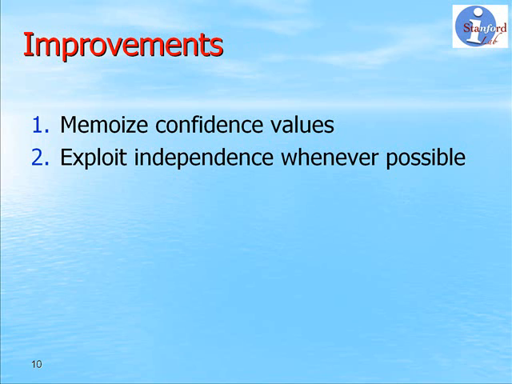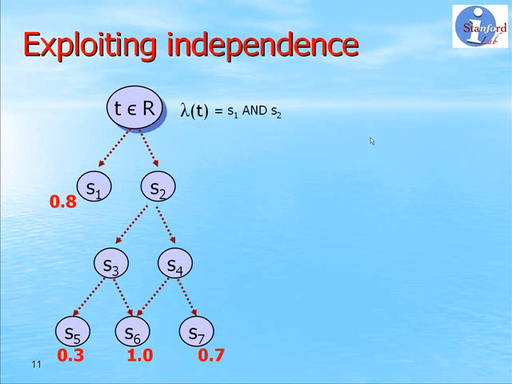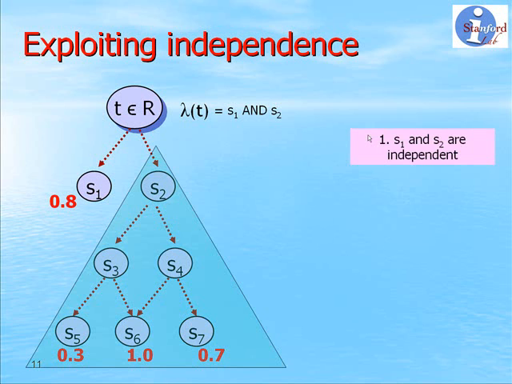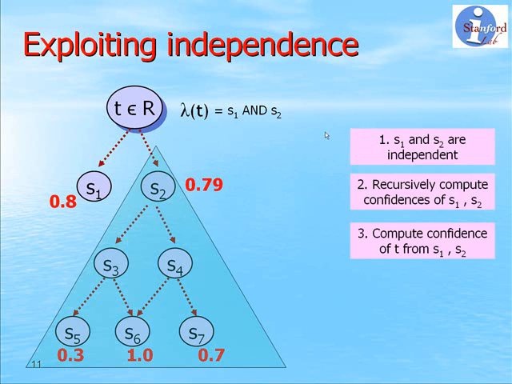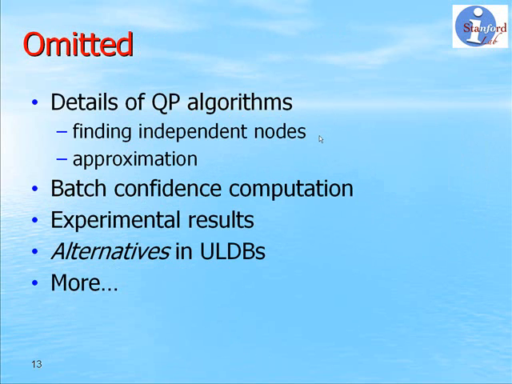The second improvement is slightly more subtle, which says that we can exploit independence between tuples whenever there is independence. In our example, S1 and S2 were independent of each other as they did not share any common tuple in the lineage. So we could have recursively computed the probabilities of S1 and S2 and then used that to compute the confidence of T. In the paper, we show several other results which I have not been able to present.